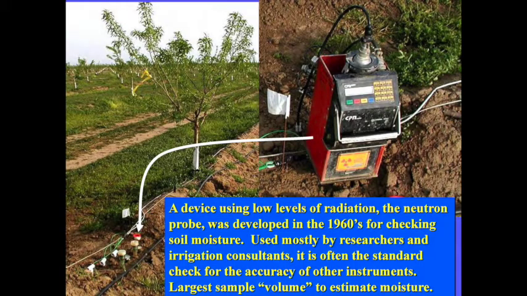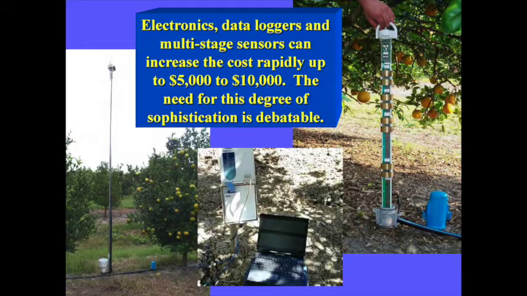So a neutron probe or a capacitance probe gives you that direct measurement of the volumetric soil water. So all this stuff, I mean, it can ramp up real quick. You might end up $5,000 to $10,000 in all this technology that's out there.